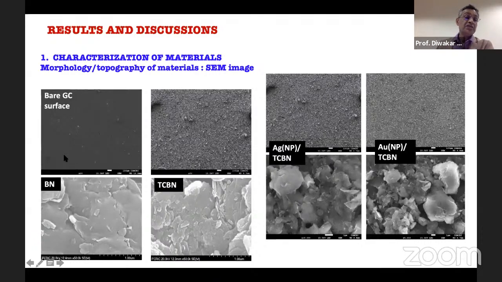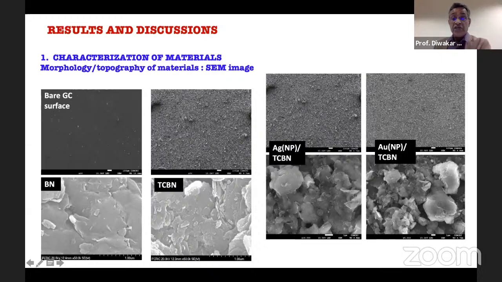This is the bare GC, the surface of the GC. And when the bentonite is there, you can see that the surface has a very compact structure. And then when we have introduced the silanes, of course it is a bit porous material, but the silane has been occupying the surface as well as within the pores.